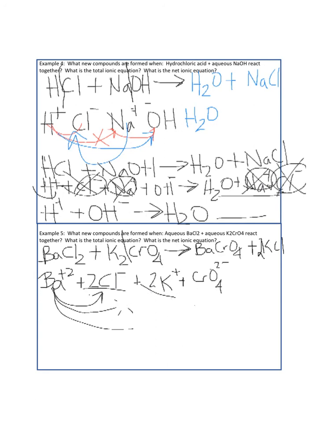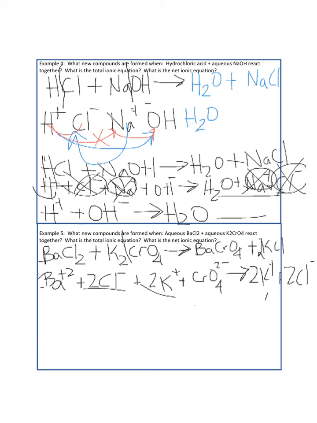Okay, well, what we have to do is determine if any of our two new products are solids, and then we're going to go back and write everything as ions except for whatever was a solid. So if you remember from that table, anything in group 1 is always soluble, meaning it dissolves, so it's not a solid. Potassium is in group 1, so we don't have to worry about that forming a solid. That is going to break up. So in our ionic equation, we have the Ba2+ plus the 2Cl- plus the 2K+ plus the CrO4 2-. Now, on the right side of the arrow, we have 2K+ and 2Cl-.